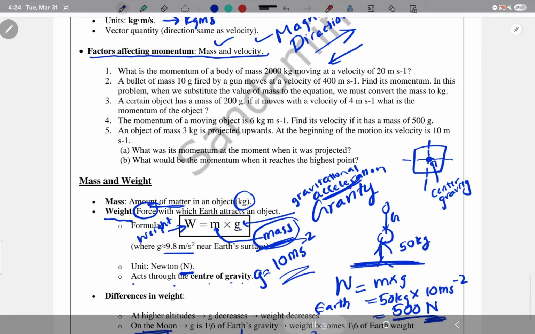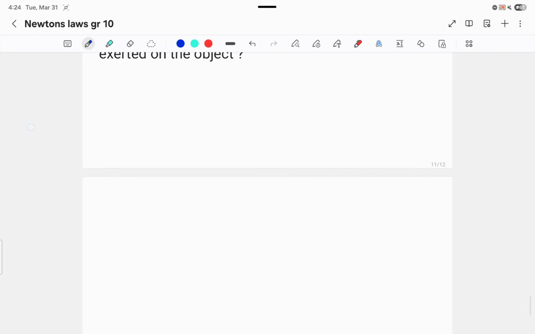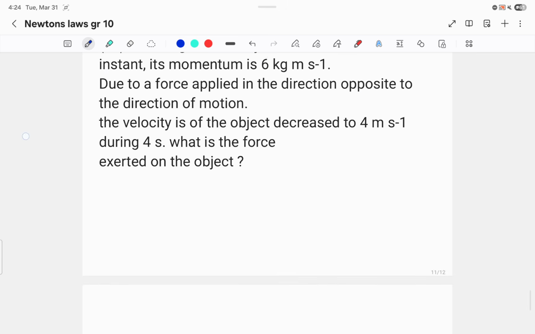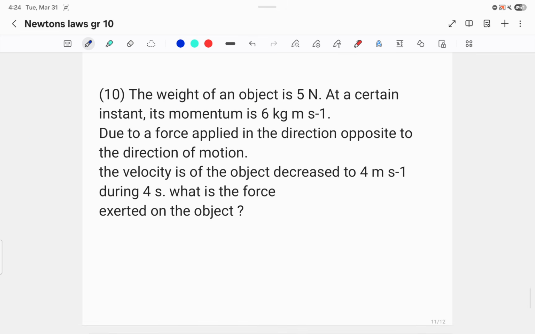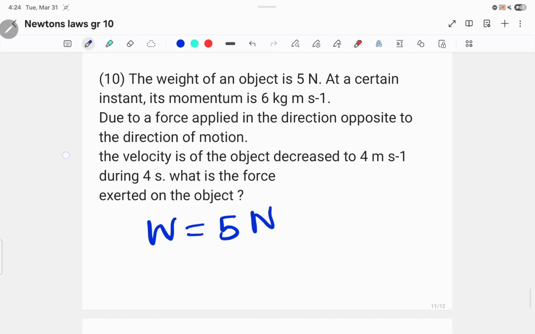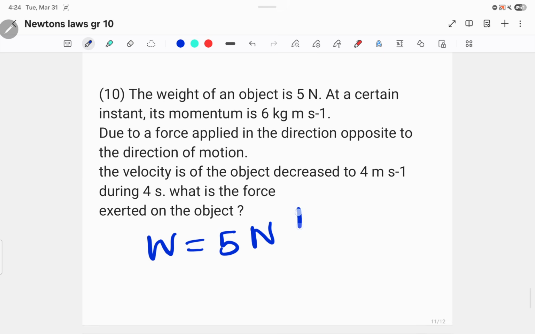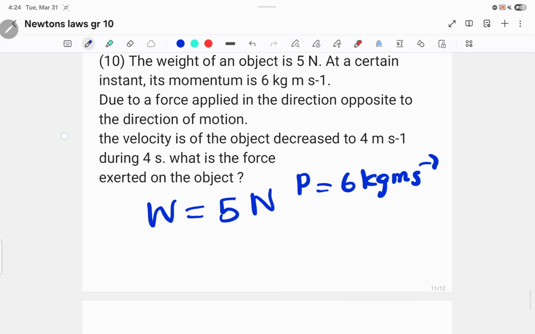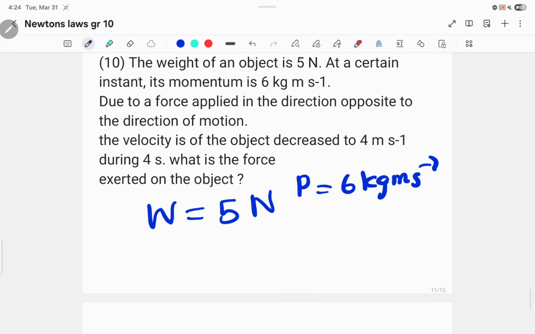We can do some questions. This is the last question. Here it is telling the weight of an object is 5 Newton. At a certain instant, its momentum is 6 kg m/s. This is like combining different kinds of equations. Due to a force applied in the direction opposite to the direction of the motion, the velocity of the object decreased to 4 meters per second during 4 seconds.